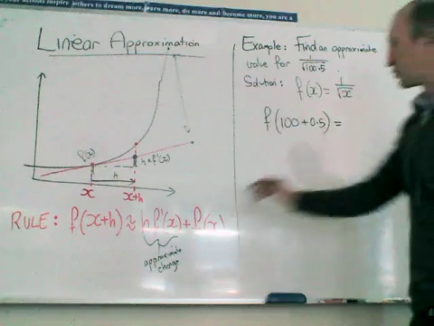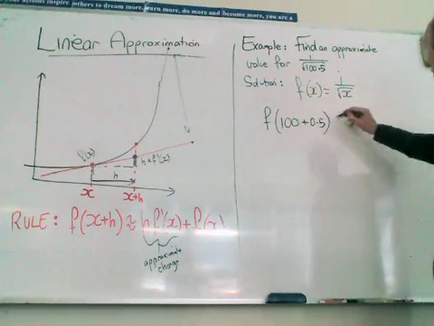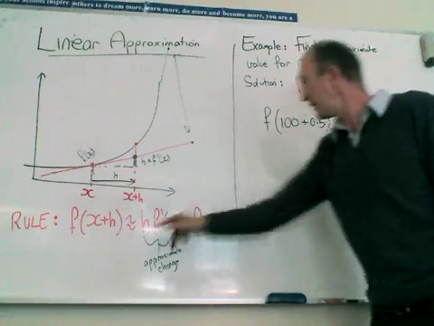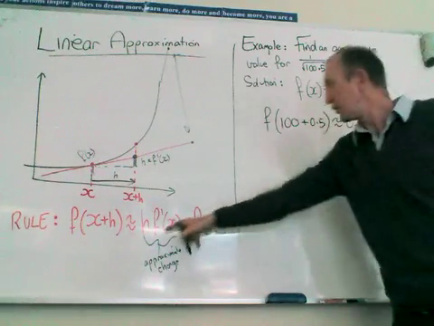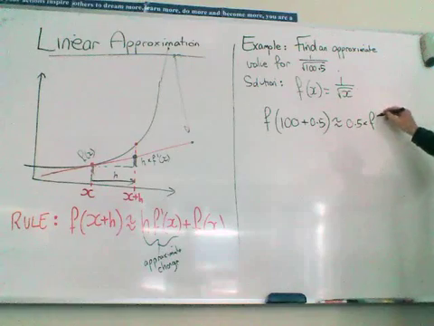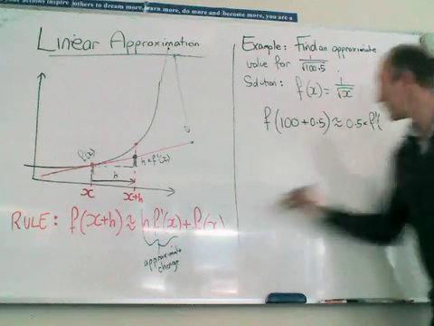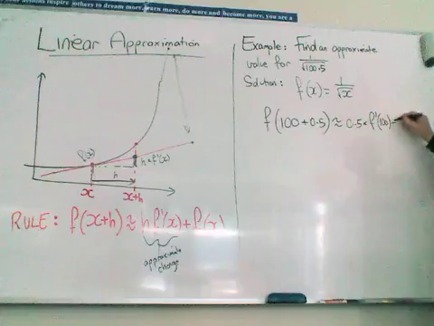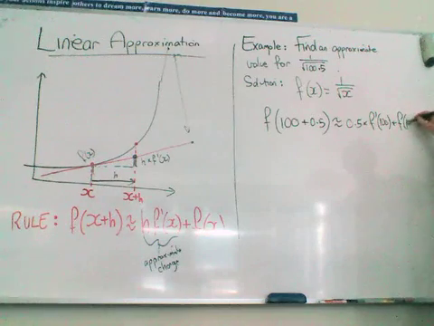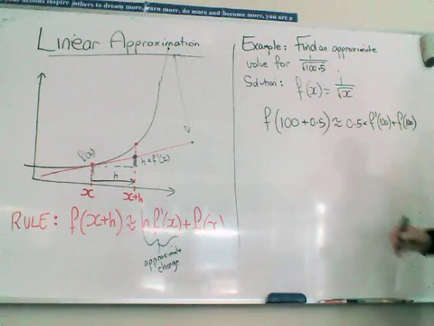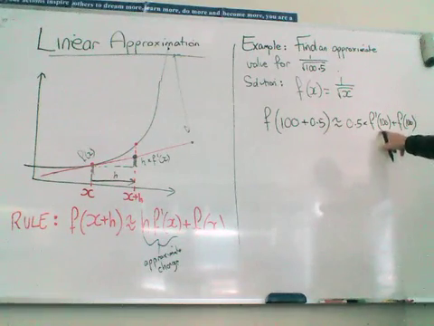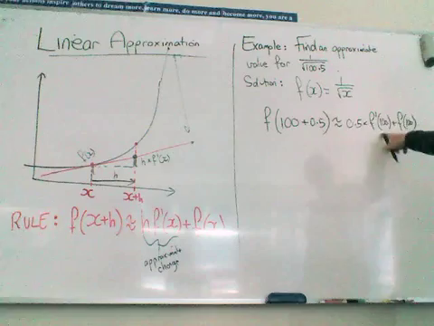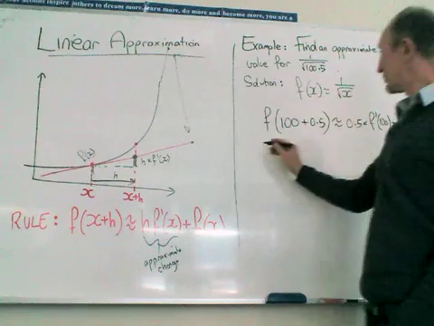The rest of the equation I'll just rewrite. So approximately this is equal to h, which is 0.5, times the derivative of f(x) at 100, plus the original value f(100). To work this out, we need to find the derivative of f(x) and substitute 100 in. So we need to find the derivative of this. Let's do this over here.